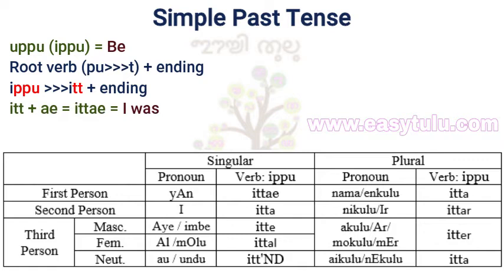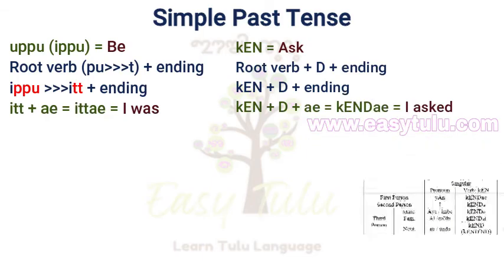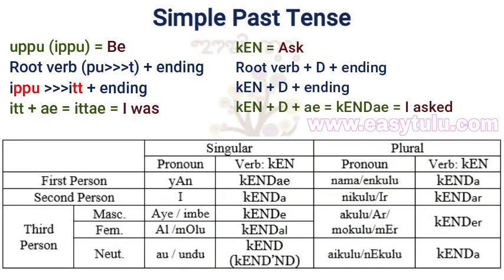Next one is kenu. Kenu means ask, hear or listen. Let us consider it as ask in this example. This is a nu ending verb. So root verb plus du plus personal ending. Kenu plus du plus personal ending. Personal ending for yanu is a. Kenu plus du plus a: kenda. I ask. Yanu kenda. I ask.